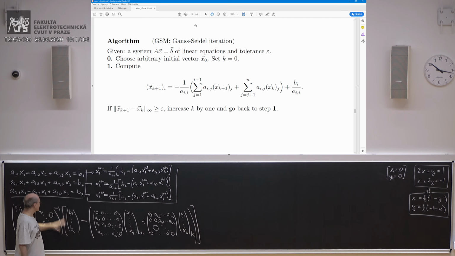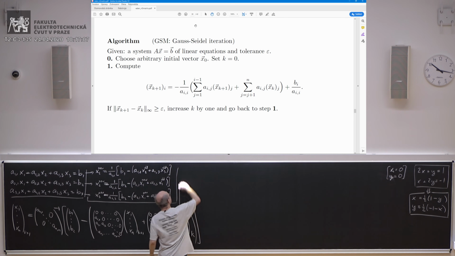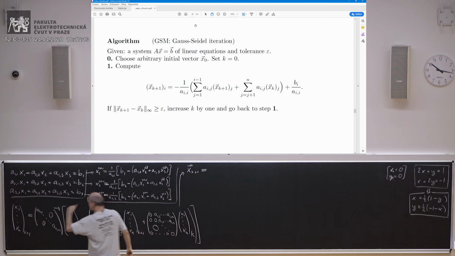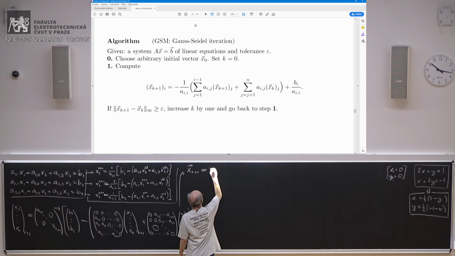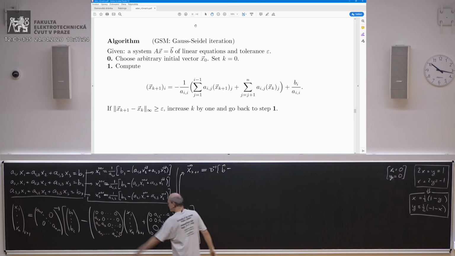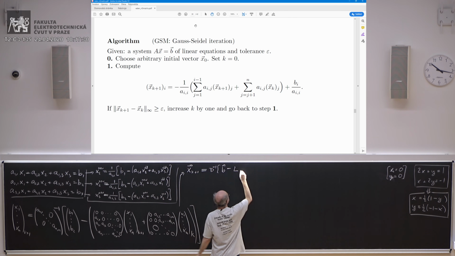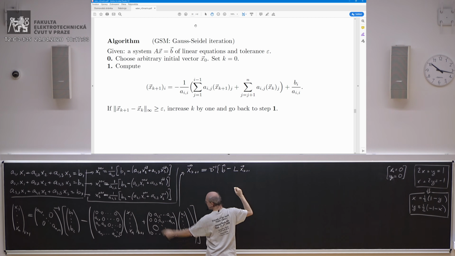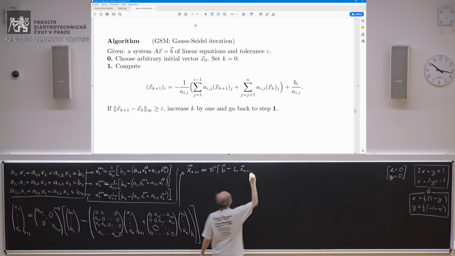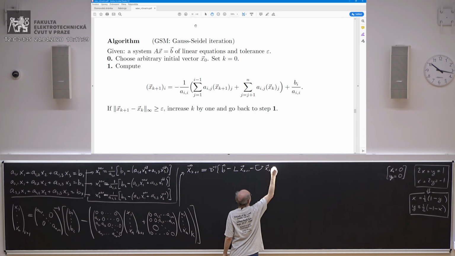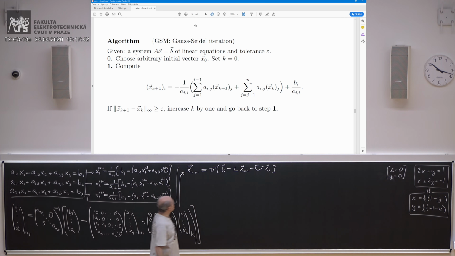So now we are ready to write down this formula. Let's see. The xk plus first iteration is the diagonal matrix inverse times the vector of the right-hand sides minus, and this is the lower triangular matrix from the decomposition, so it's L xk plus 1, and then there's another minus, which we inherit from here, U times xk. That's the upper triangular matrix. And this is not ready yet, because we are using the new vector also on the right.